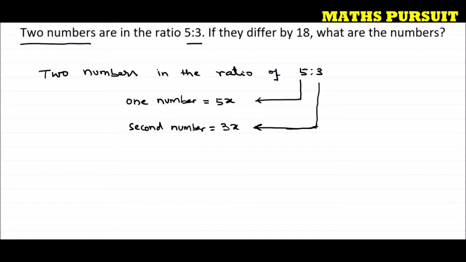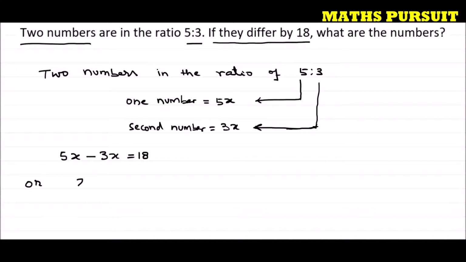Now, the other part of the question is telling that if they differ by 18, that means the difference is 18. The difference between these two numbers is 18. So 5x minus 3x is equal to 18. Now guys, we got one equation: 5x minus 3x is equal to 18. Let us solve this equation. This is super easy.